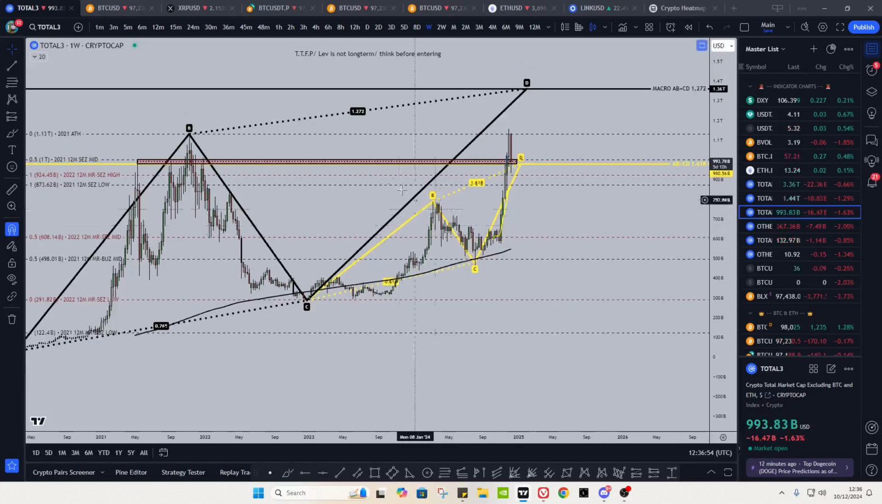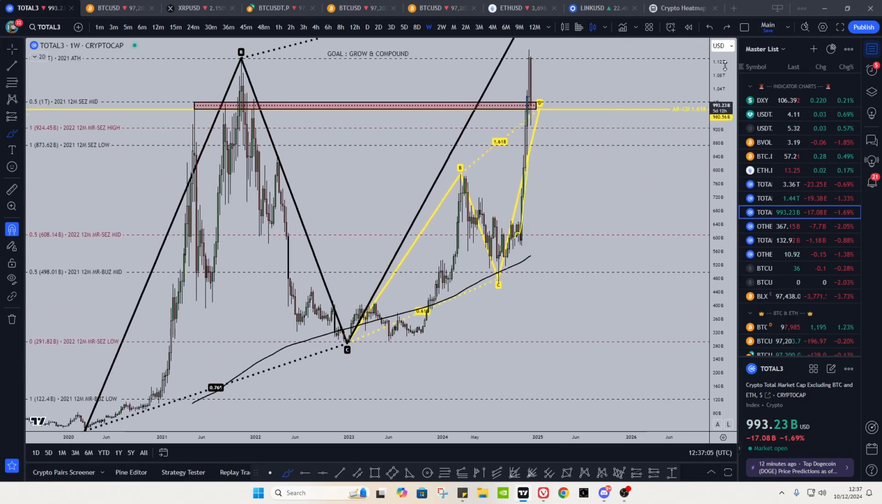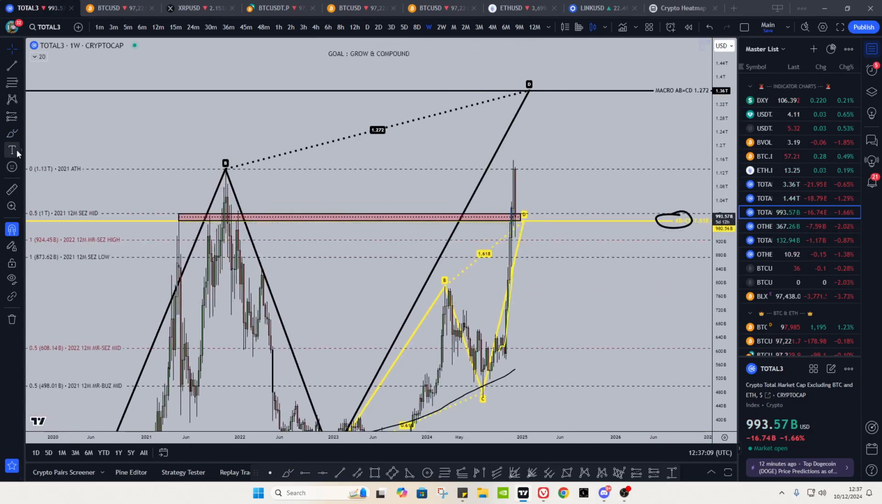So total 3, we've gone and raided all-time highs, as you can see, but the candle body close on the weekly was pretty much at or slightly below the all-time high, which is why we're getting this pullback. With this pullback, we are retesting your 1.618, again, AB equals CD, right? If this retest is bullish, if the weekly especially closes like this, then honestly 1.36 trillion is where I'm looking next. Again, why?